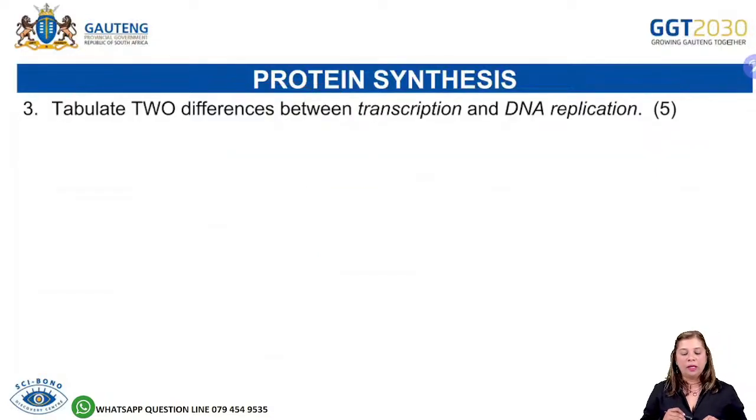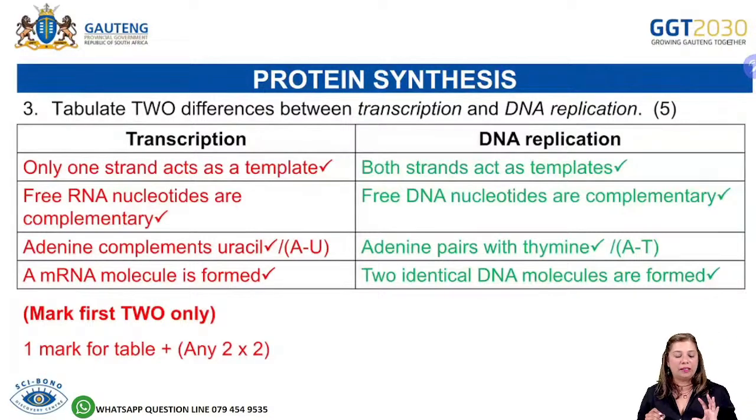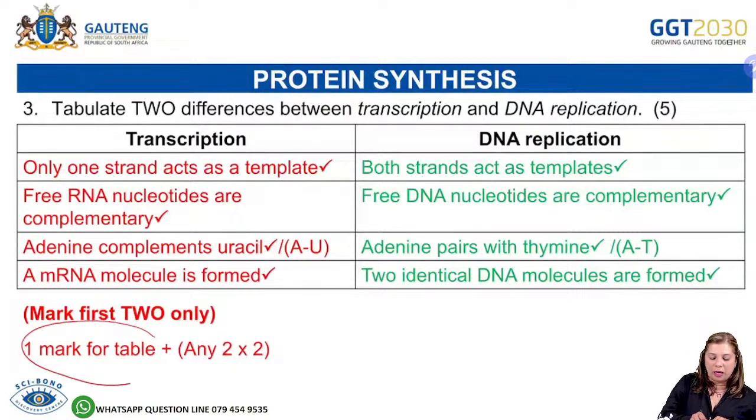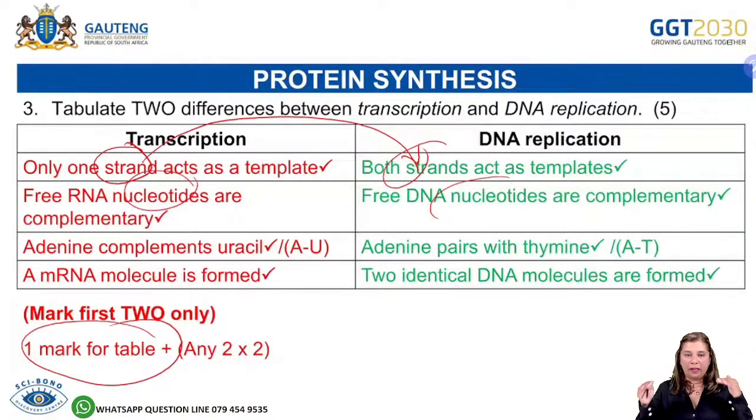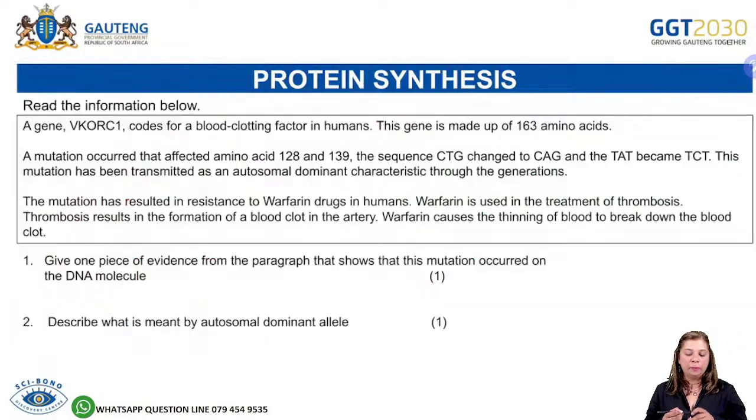If we move on, tabulate the two differences between DNA and RNA. I'm not going to go into detail with this because we've already done this. But I want to show you the mark allocation. We've done the differences, but remember, you have a mark for the table as well. And this point must correspond with that point. So the strand, nucleotides, nucleotides. You're comparing apples with apples. Do you see that? Okay, so that is very, very important. And then we move on to the last question.